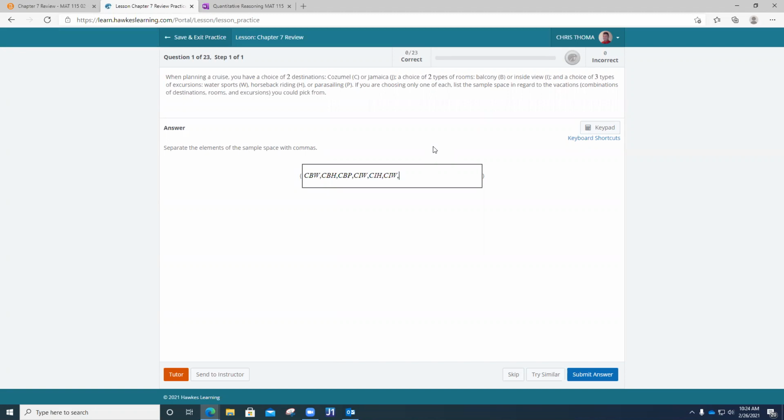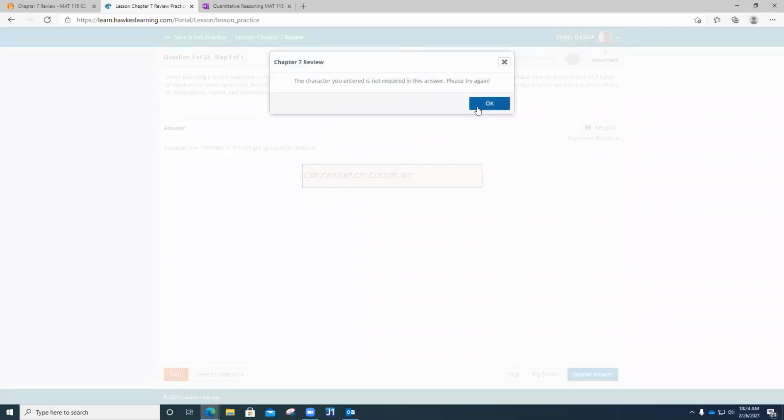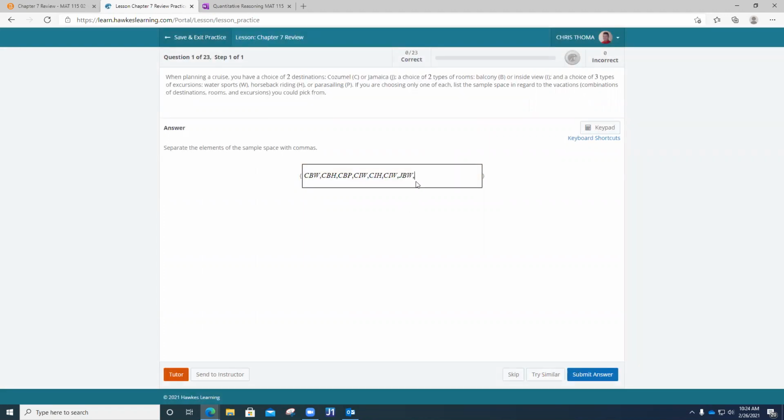Now we can start on Jamaica. So Jamaica, balcony, water. Jamaica balcony horse. Jamaica balcony parasailing. Jamaica inside water. Jamaica inside horse. Jamaica inside parasailing.